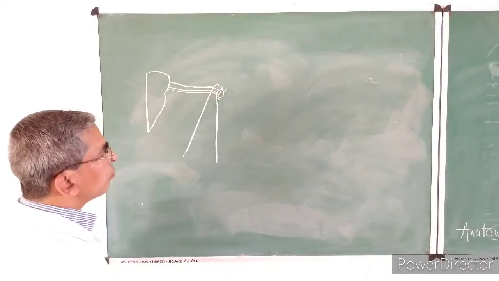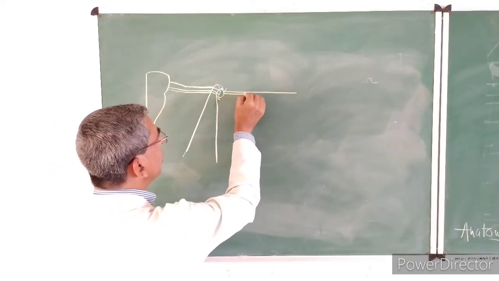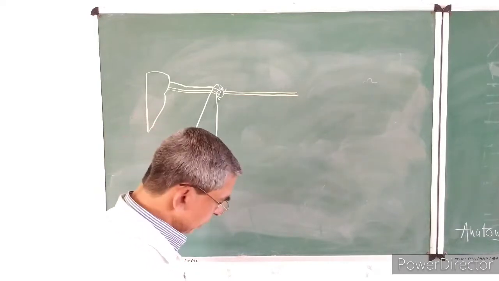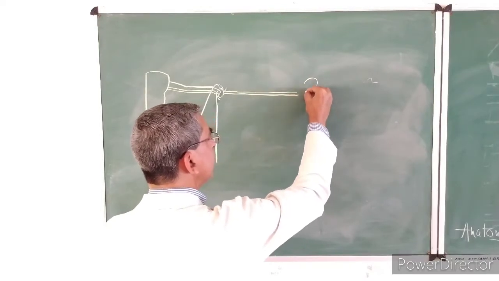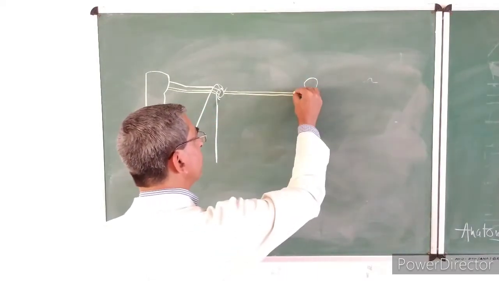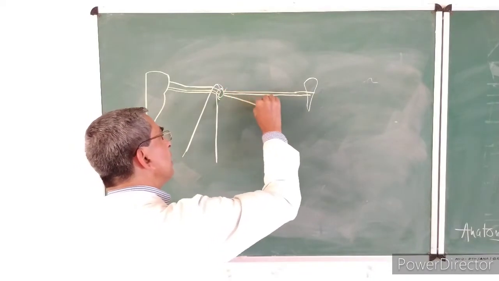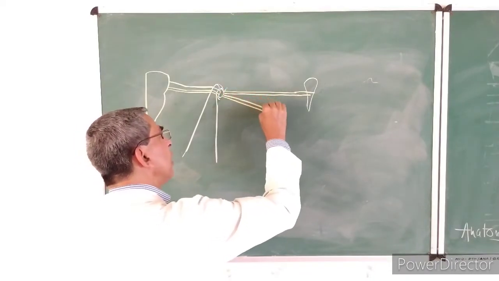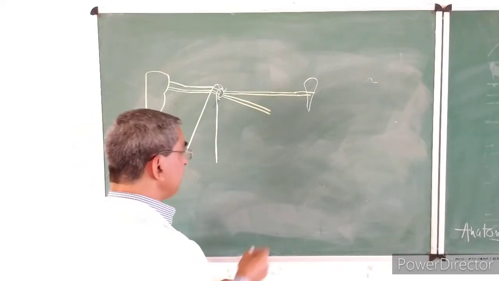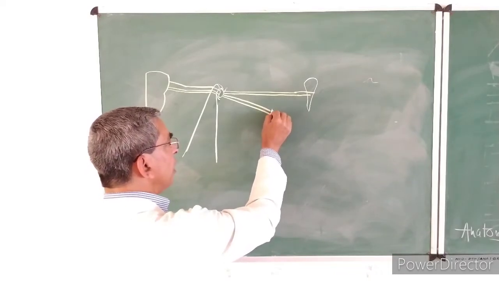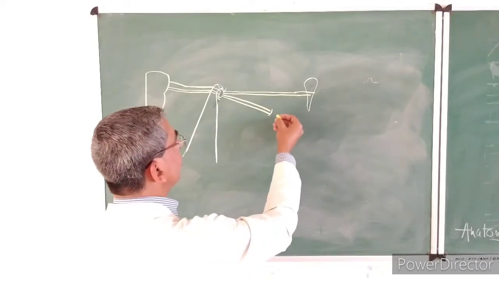Now from the trigeminal ganglion, three branches come. This is the ophthalmic nerve, which passes through the superior orbital fissure, like this, and enters into the orbit. The second branch is the maxillary nerve, which passes towards the lateral wall of the cavernous sinus. Both nerves pass through the lateral wall of the cavernous sinus, and then the maxillary nerve comes out through the foramen rotundum and enters into the pterygopalatine fossa.